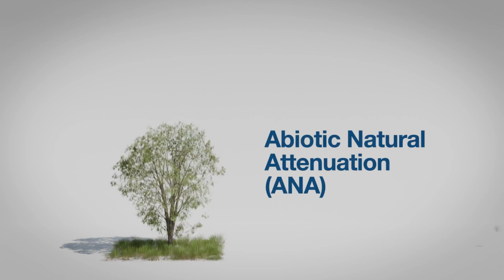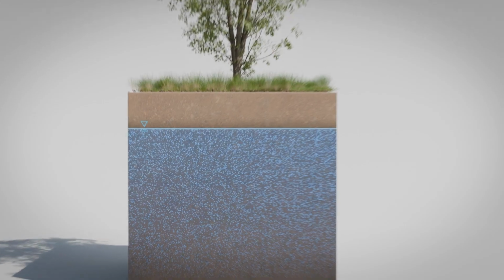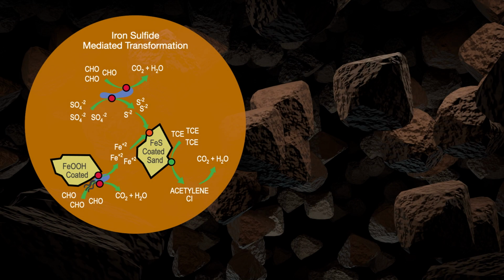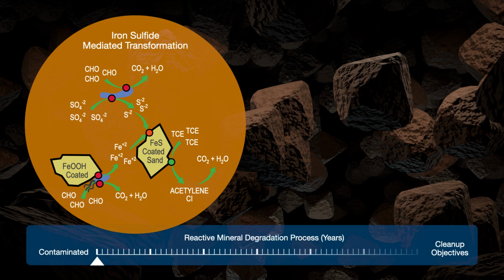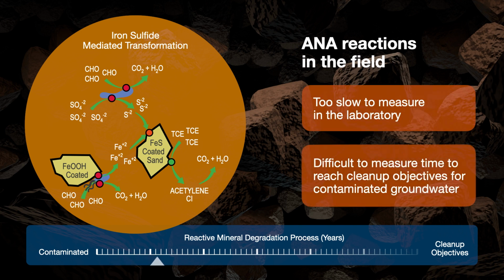Abiotic natural attenuation, ANA, is a recently recognized important naturally occurring process that relies on reactive aquifer minerals to degrade recalcitrant contaminants like chlorinated solvents. However, ANA reactions in the field often occur at rates that are too slow to reliably measure in the laboratory. Therefore, it is difficult to quantify how long it would take ANA for contaminated groundwater to reach cleanup objectives.